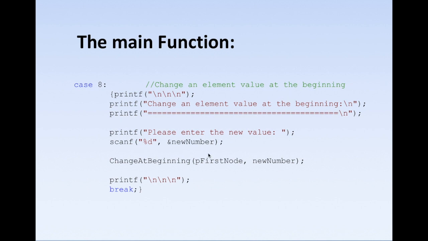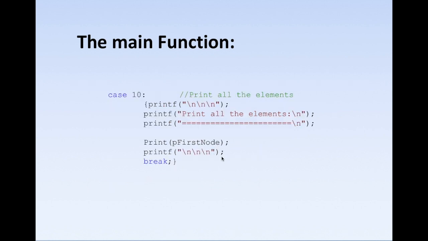Change the element at the beginning, we only take from the user the new number to change it to. And we don't take the position because we're changing at the beginning, where the position is definitely 1. If it's case 9, then what you want to do is change the element at the end. Similarly, we take only the number, and we call change at end. This is the linked list, and that's the new number to which to change the last value.